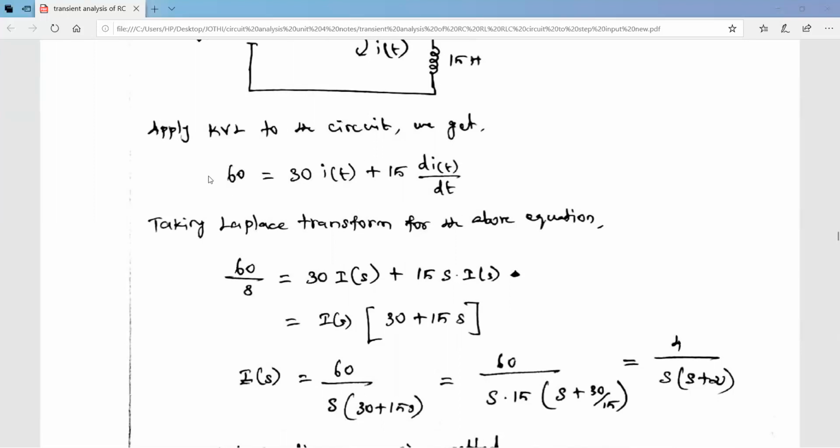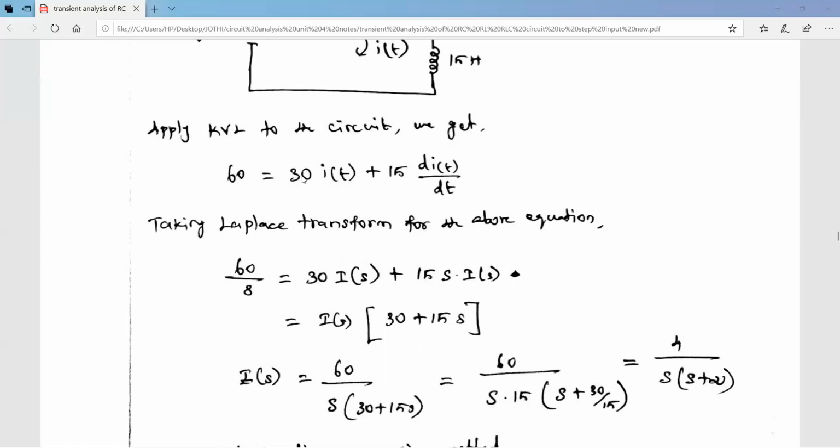Now, this equation may be solved in the time domain as well as in the Laplace domain. We are going to solve this equation using the Laplace transform method. For the next step, we take the Laplace transform of the above equation. What is the Laplace transform of the constant 60? The constant divided by s. It is s, not 8. So the Laplace transform of this constant is 60 divided by s.